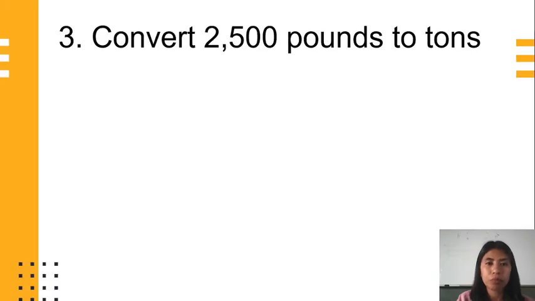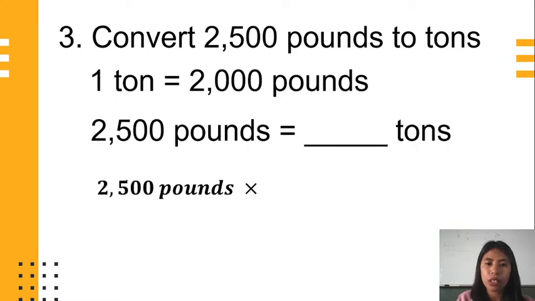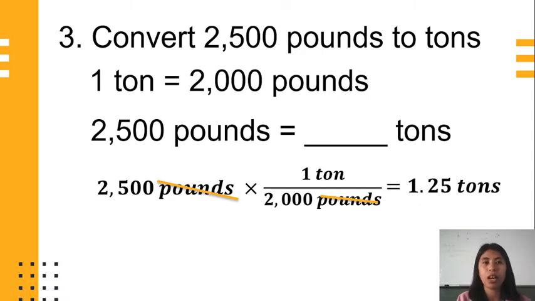Next, example number 3. Convert 2,500 pounds to tons. 1 ton is equal to 2,000 pounds. Copy 2,500 pounds times; since that is pounds, we need to place 2,000 pounds at the denominator and 1 ton at the numerator. So pounds cancel out. We have 2,500 times 1, which is 2,500, divided by 2,000. We have 1.25. Copy the unit. So our answer is 2,500 pounds is equal to 1.25 tons.